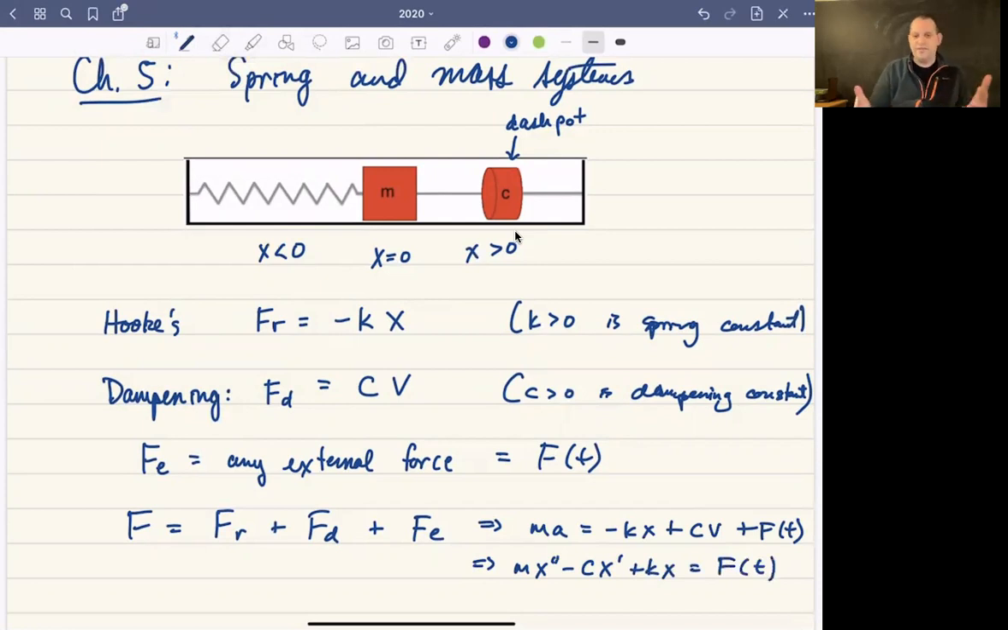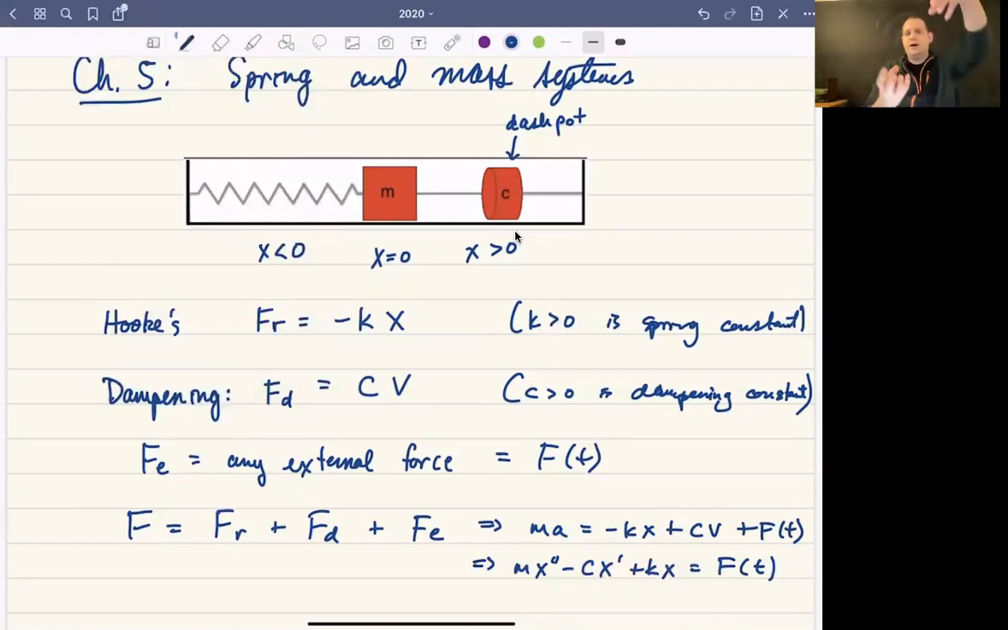And all of a sudden we have a second order linear, possibly non-homogeneous ODE. There are so many words I forgot them, but it's second order, it's linear, it's possibly non-homogeneous, with constant coefficients.